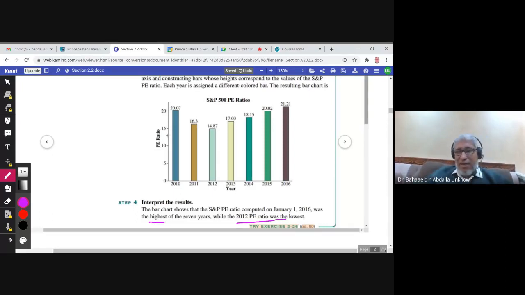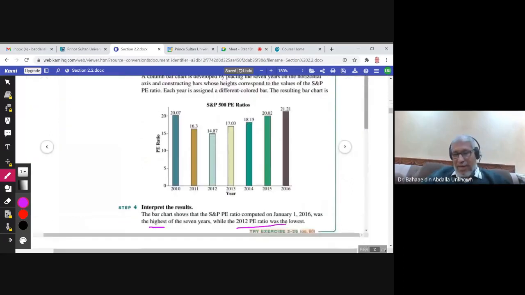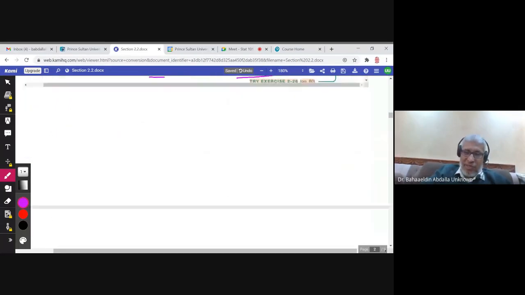The bars here are vertical. If the bars are vertical, we call it a vertical bar chart. The bars also could be horizontal, and we call it a horizontal bar chart. In this case, you will put the classes on the y-axis and the frequency on the x-axis. We will see an example.